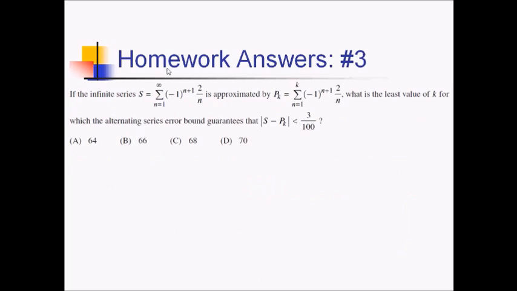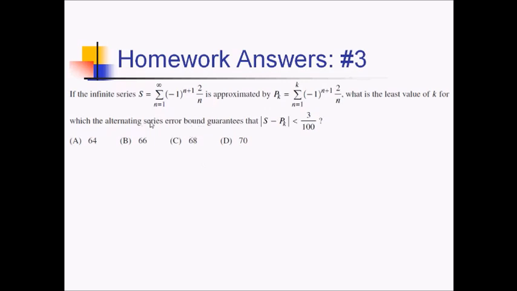For this problem, we have an infinite series S that's being approximated by some polynomial version of the series, and we want the least value of K for which the alternating series error bound, they're spelling it out here, guarantees the absolute difference is less than 3/100. So we're basically asking, how many terms do we need to get an error bound of less than 3 over 100? So the first thing to notice here is that they're saying alternating series error bound.